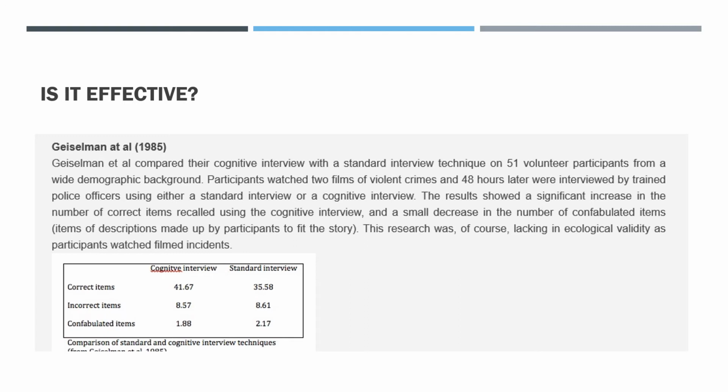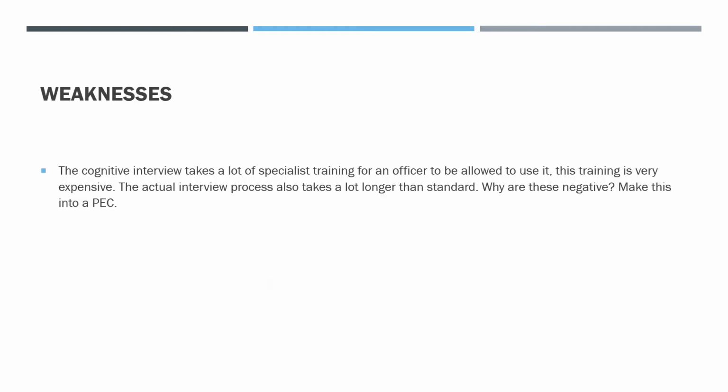So let's have a little look at our evaluation. So 2 weaknesses, 2 strengths. First weakness is the cognitive interview takes a lot of specialist training for a police officer to be allowed to use it, which makes it expensive. The training takes quite a long time as well. So why is this negative? Can you focus your PEC on the fact that it costs a lot of money to train somebody and takes a lot of time to train somebody?